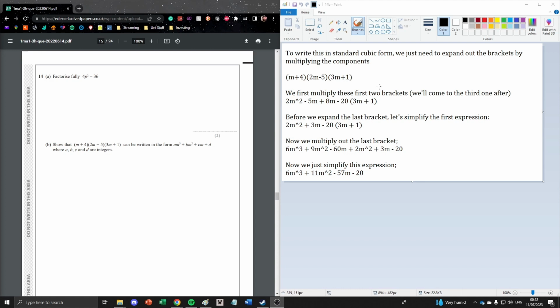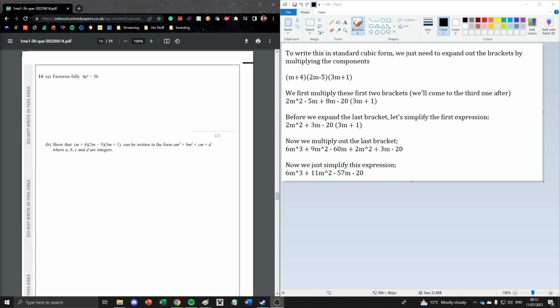So we're first going to multiply these first two brackets. We're going to multiply m by 2m to get 2m squared, m times minus 5 to get minus 5m, 4 times 2m to get plus 8m, and 4 times minus 5 to get minus 20. So then we get this expression here. And before we expand out this last bracket, we're going to simplify the first expression. We can see minus 5m plus 8m gives us plus 3m. So we have 2m squared plus 3m minus 20 times brackets 3m plus 1.